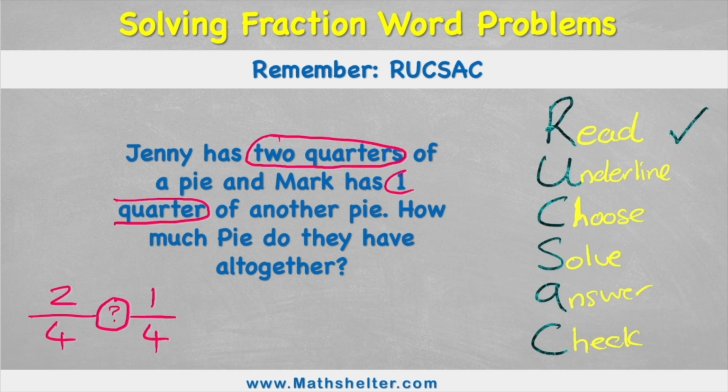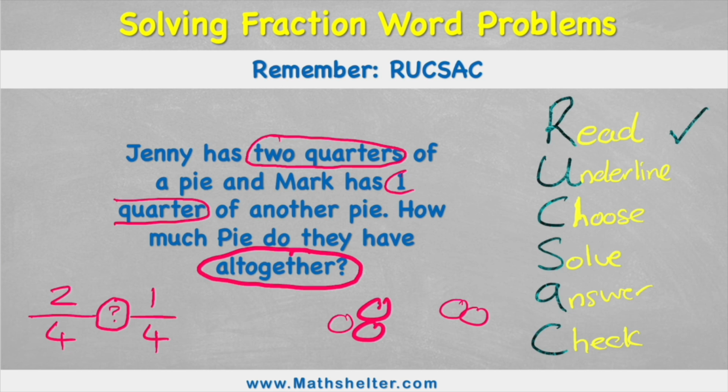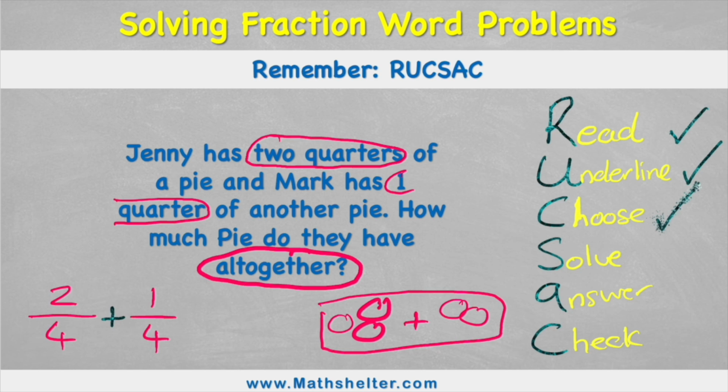Well, I can see a key word here that's going to help me. It says all together. If I have 3 apples over here and 2 apples over here, and I want to know how many I have all together, I'm going to have to add them together. So guess what? That's what we're going to have to do with our question here. So my operation is addition. So I've underlined and I've chosen my operation. It's going to be addition.